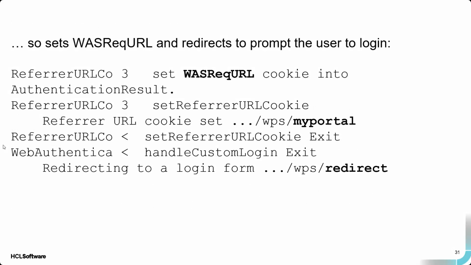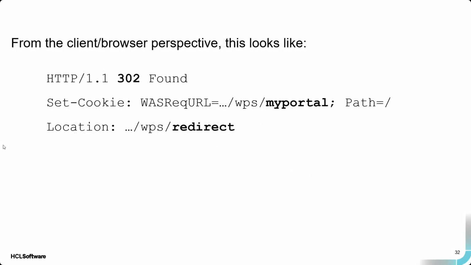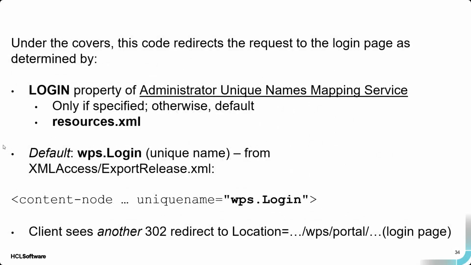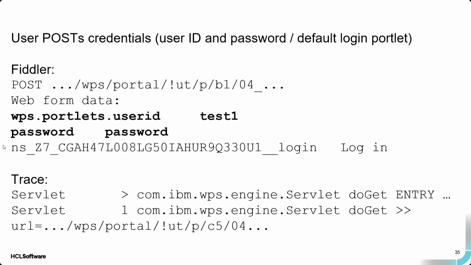So it says, well, I don't know who you are. I better ask the application how they would like to log you in. And Portal has configuration for that in its web XML. So it says, well, I'm going to redirect you and eventually send you to the login page. And on the login page, we actually have a servlet listening on this redirect URL. The servlet looks in Portal's configuration. It says, okay, I need to send you to the page with unique name wps.login. And what lives there by default is the login portlet.